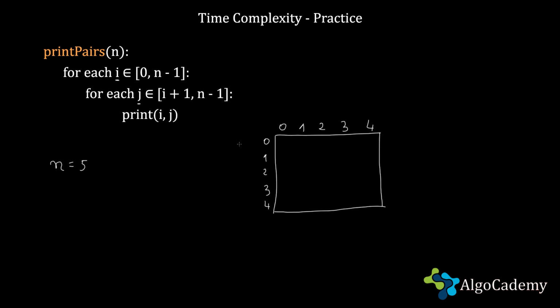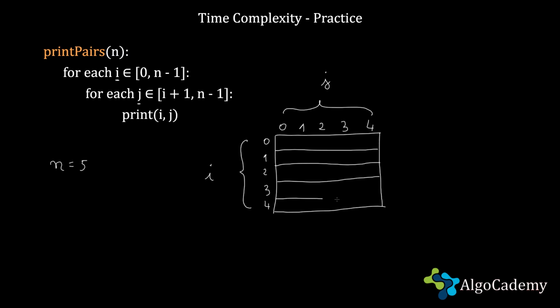As I said, the rows are the values for i, and the columns are the values for j. Now we have to look at our algorithm and see which of these cells we cover. If the row is a value for i and the column is a value for j, then one cell of this grid is one pair that we are going to print.